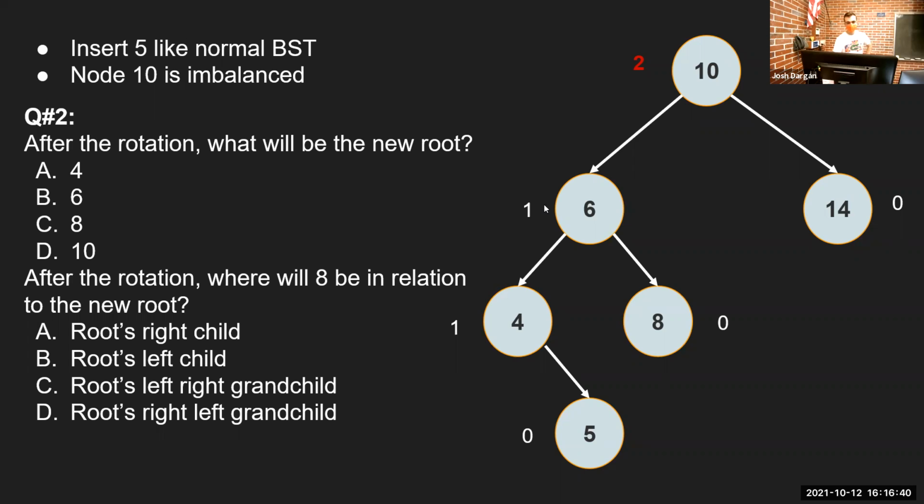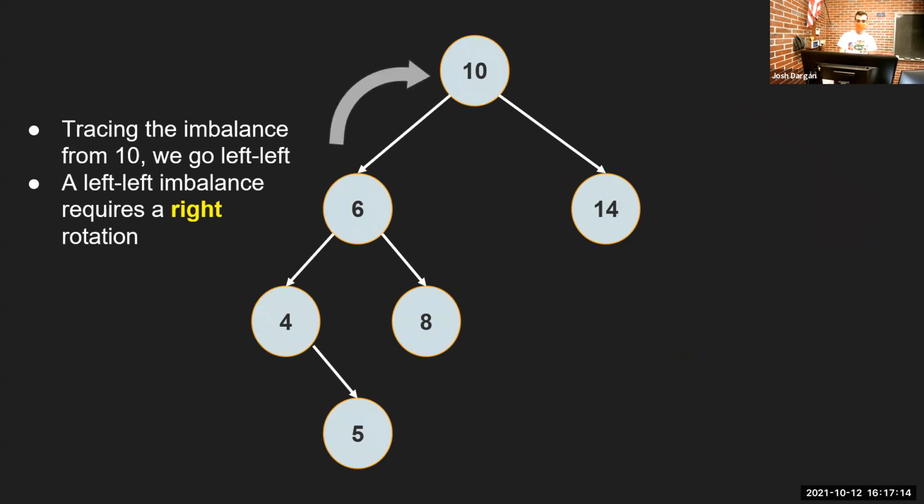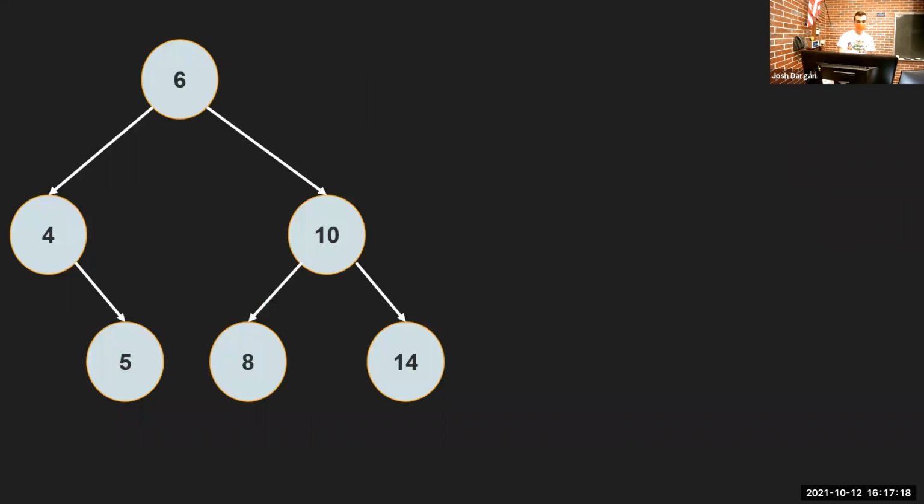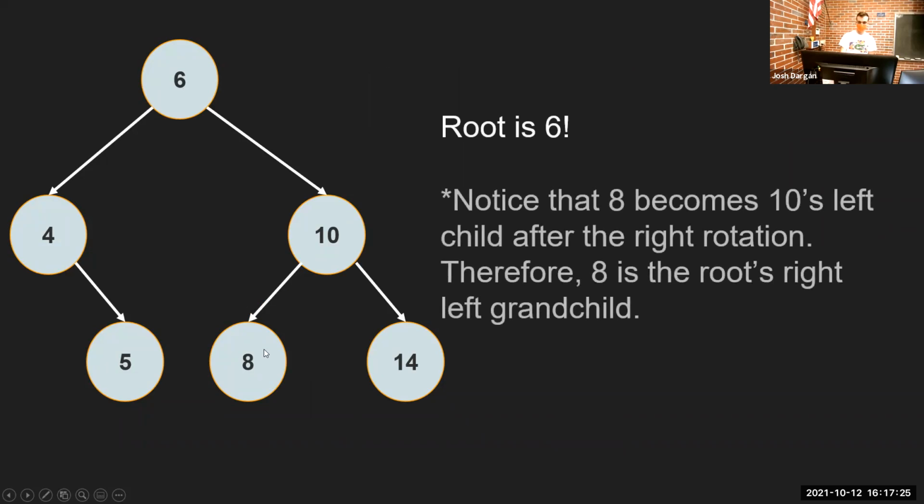This is a left imbalance. So you have a left case, and to correct that, you need to perform a right rotation, where 6 will be the new root, and 10 is going to be made 6's right child. In order to maintain the binary search tree property and keep the tree balanced, you have to make 8 the left child of 10. So we do that right rotation, and then 8 becomes the root's right-left grandchild. Any questions about that?